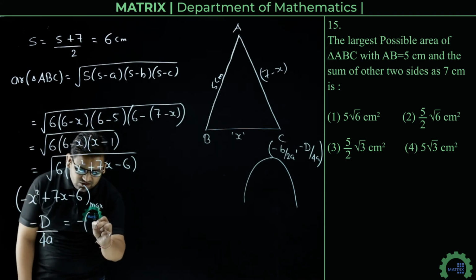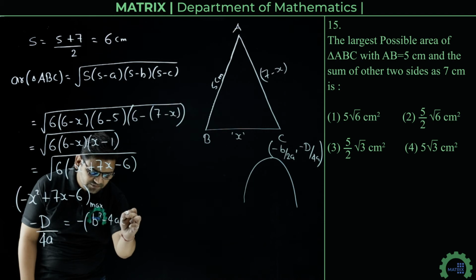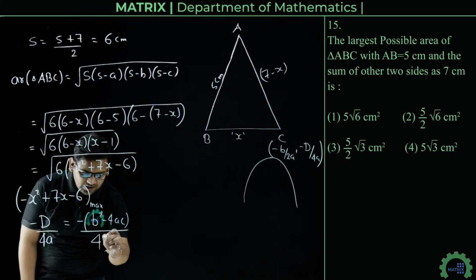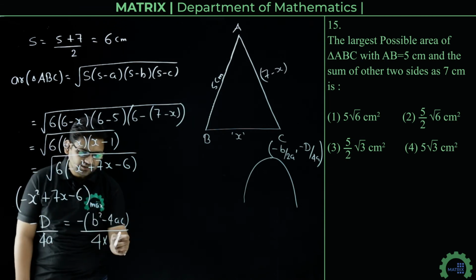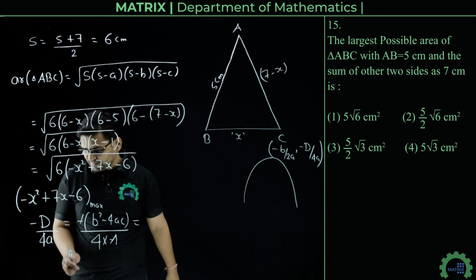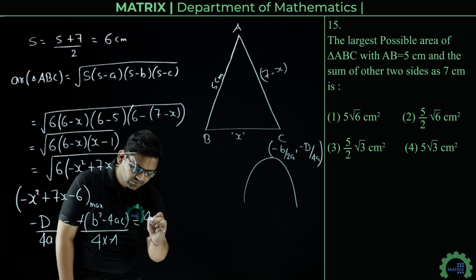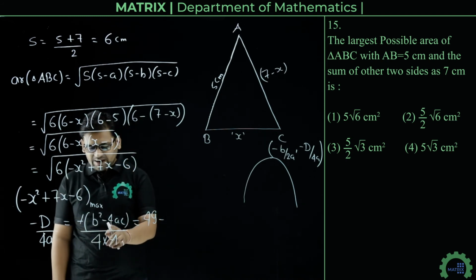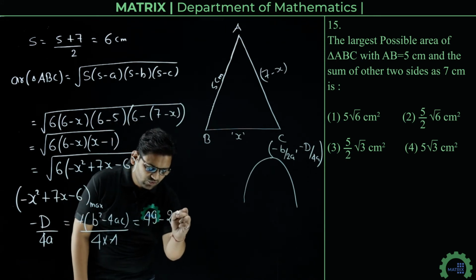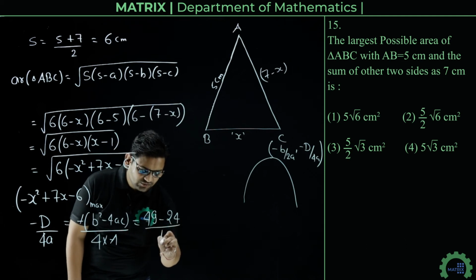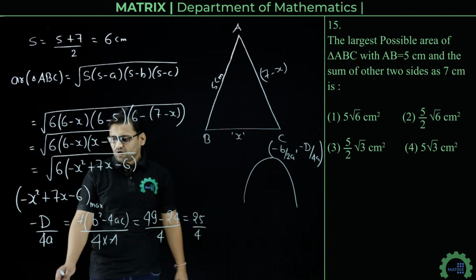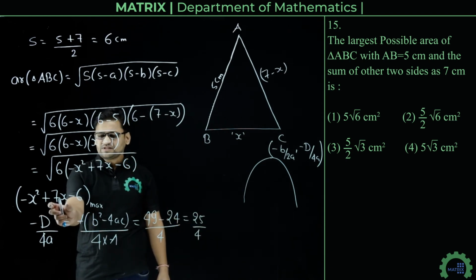So minus of d is minus of b square minus 4ac divided by 4a, that is 4 multiplied by a, that is minus 1. So minus cancel out each other. b square minus 4ac, b square is 49, minus 4ac, that is minus 4 into minus 1 into minus 6, that is minus 24, divided by 4. So this is 25 by 4. This is the maximum value of this quadratic polynomial, that is minus x square plus 7x minus 6.